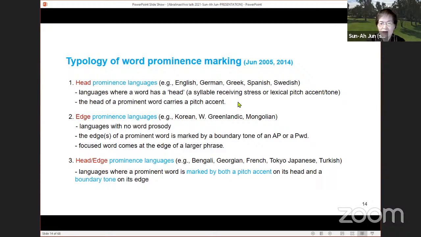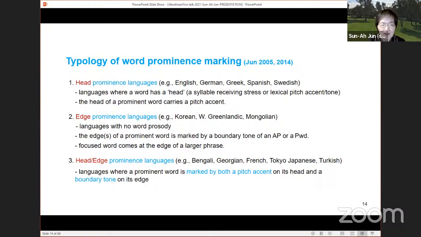And Korean type or West Greenlandic type languages don't have any word prosody, so they are using the edge of the word, because they don't have a pitch accent or head tone. And the edge tone is marked either by a boundary tone of an accentual phrase or a prosodic word. And a focus word comes at the edge of the larger phrase, so still they are marking the edge. And the third type is a language where both head and edge are marking a word prominence, by pitch accent and also by the boundary tone on its edge.